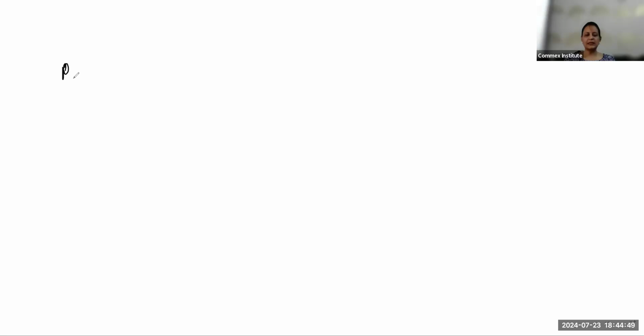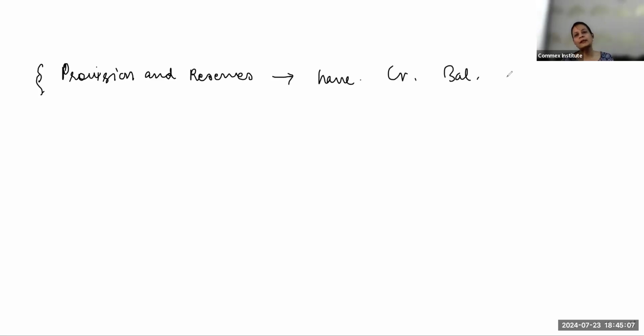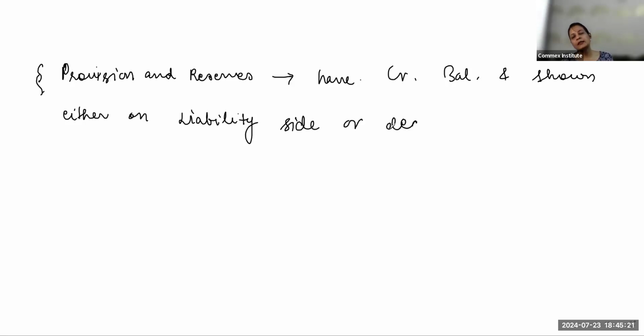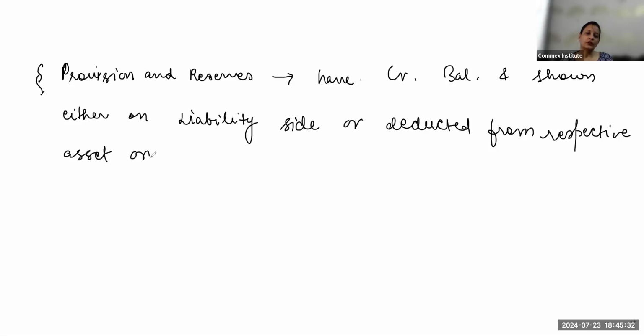Okay, so chapter number 16. So far, we have not done it. But yes, please remember as of now, for your trial balance, provisions and reserves always have a credit balance and are shown either on the liability side or deducted from the respective asset on the asset side. So if they are shown on the asset side, it will actually be deducted from the asset.